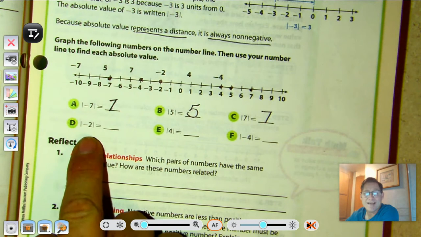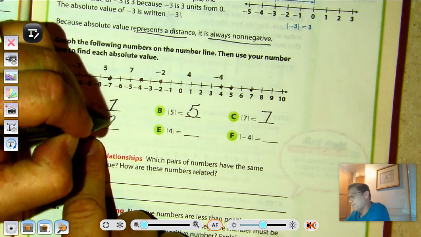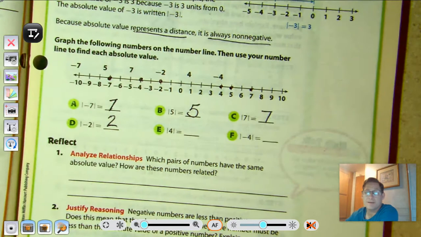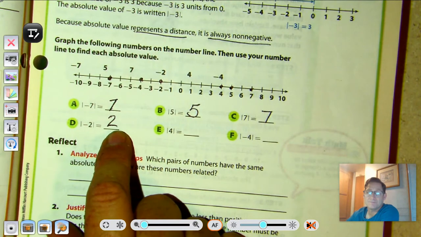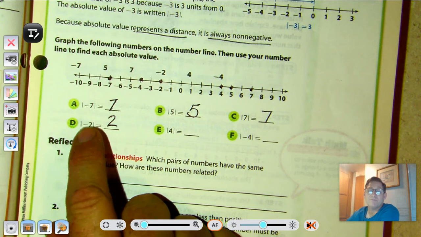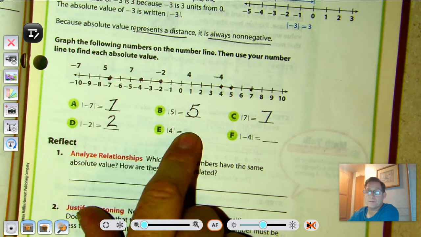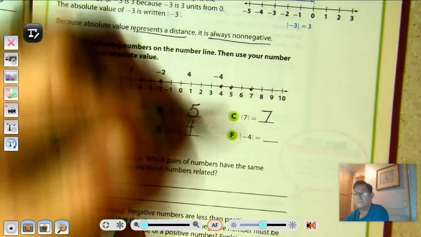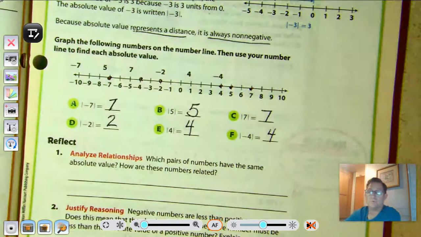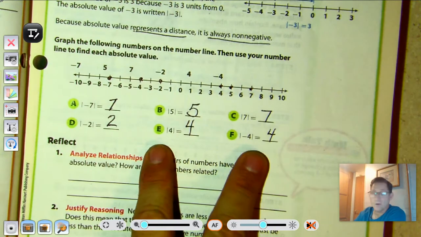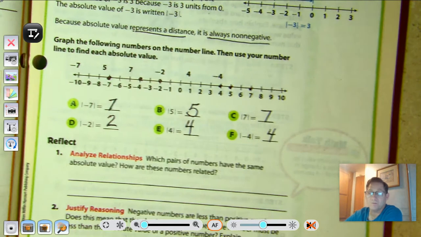The absolute value of -2. How many units away from 0 is -2? 2. Okay, and I can't say the absolute value is -2. They want to know what the absolute value of -2 is. It is not -2, it's 2. The absolute value of 4 is 4. And the absolute value of -4 is also 4. Okay, these are both just 4 units from 0.